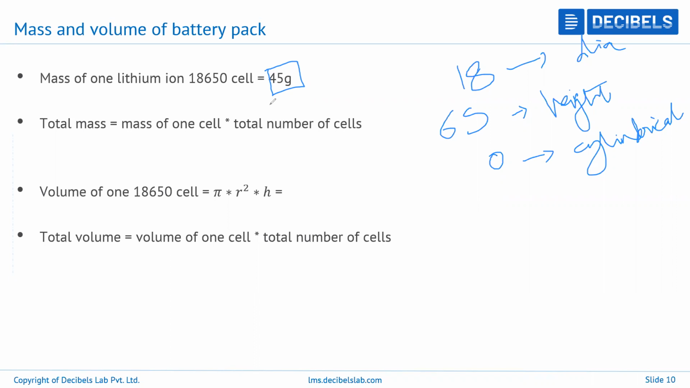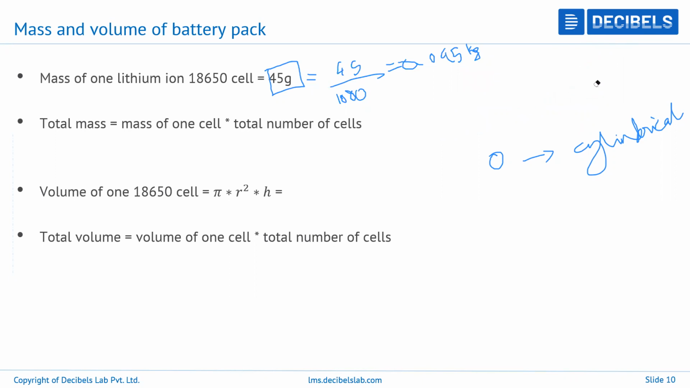Of course, plus minus will be there, so 45, 47 grams maybe. But as an average, it will weigh 45 grams. So if you convert this into kilograms, it will be 45 by 1000, 0.045 kilograms. With this number, we'll then be able to find out the total mass of the battery pack.